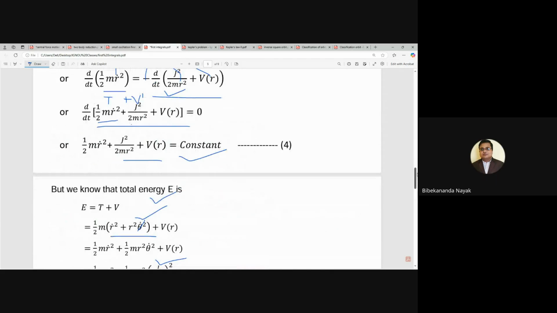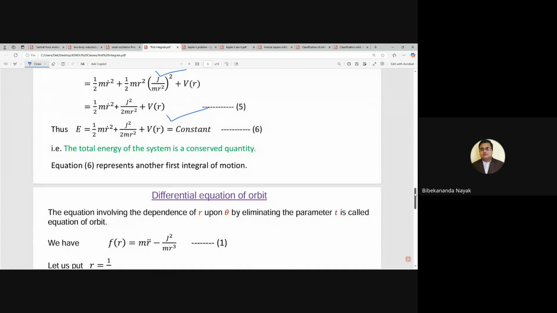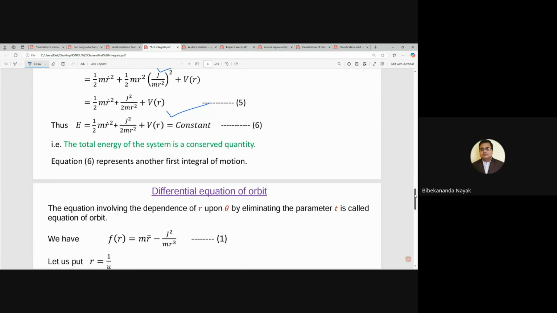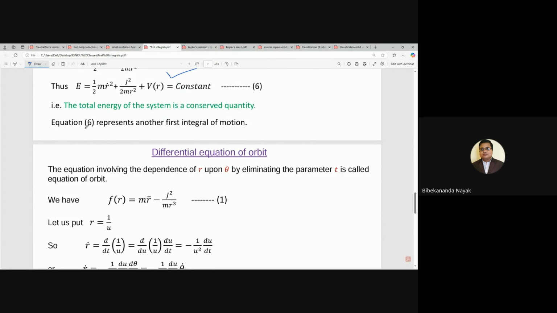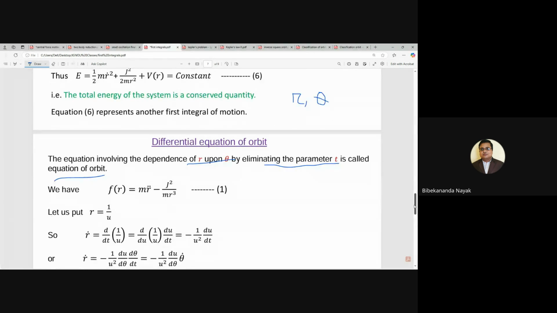Then from this equation, we also find the differential equation of orbit. Differential equation of orbit means the relation between the two polar coordinates r and theta. How r varies with theta. The equation involving the dependence of r upon theta, by eliminating the other parameter time, is called the equation of orbit. Only variation of r with theta. Okay. So we have an equation.